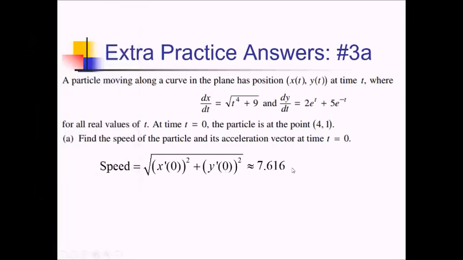And they didn't give us any units in this problem, so we're not giving them any units back. Don't forget, though, you also needed to find the acceleration vector at time 0. So for that, we need to find x double prime of 0 comma y double prime of 0. We don't know what x double prime and y double prime are. We could certainly find them by taking the derivatives of these two functions up here.